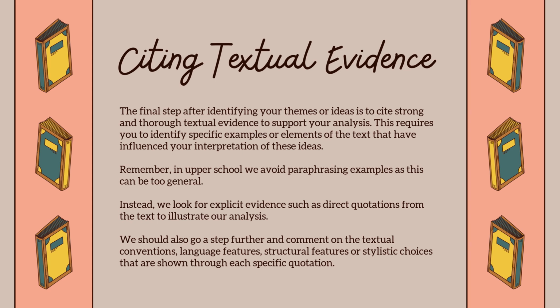Citing textual evidence. The final step after identifying your themes or ideas is to cite strong and thorough textual evidence to support your analysis. This requires you to identify specific examples or elements of the text that have influenced your interpretation of these ideas. Remember, in upper school we avoid paraphrasing examples as this can be too general. Instead, we look for explicit evidence such as direct quotations from the text to illustrate our analysis. We should also go a step further and comment on the textual conventions, language features, structural features, or stylistic choices that are shown through each specific quotation.